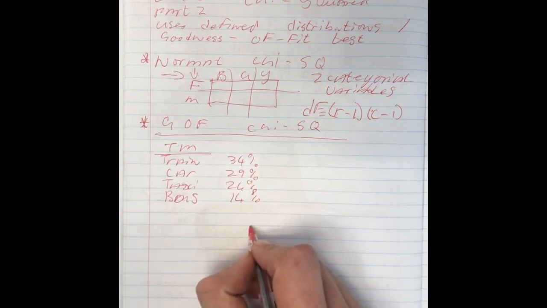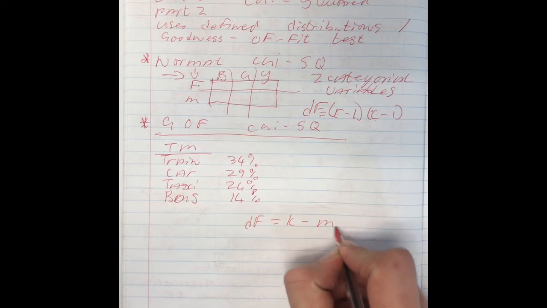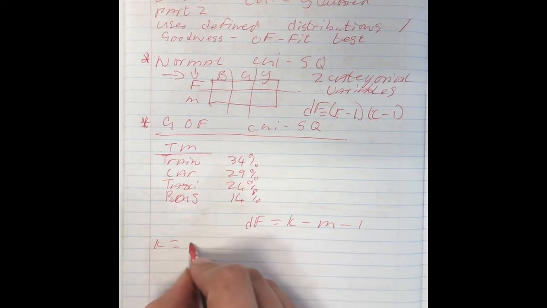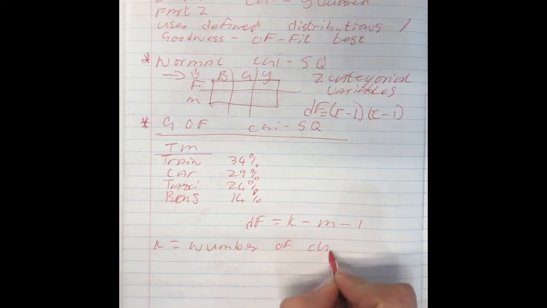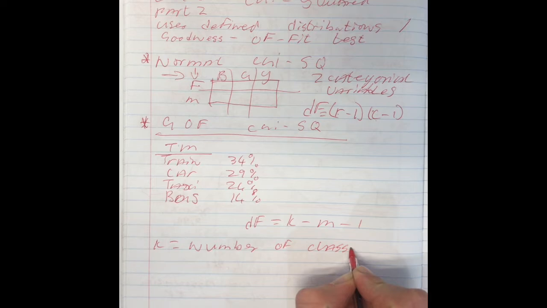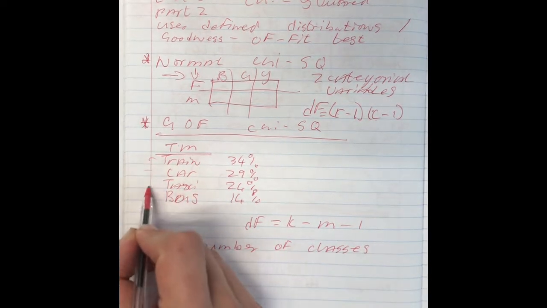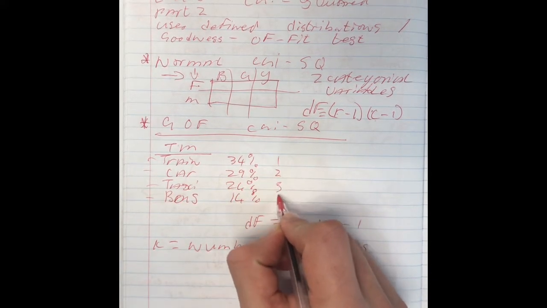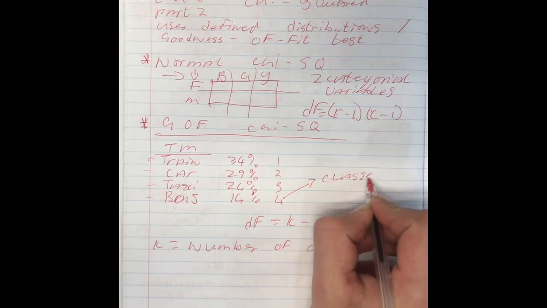So for your goodness of fit, you calculate your degrees of freedom in this manner, where K is your number of classes. And what is a class? This is typically a class. So here it would be 1, 2, 3, 4 classes.